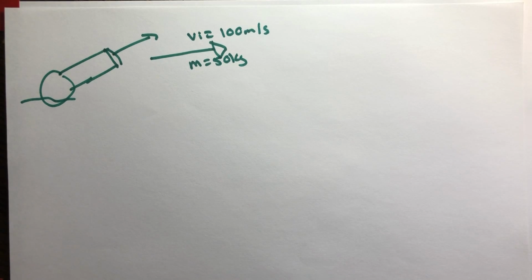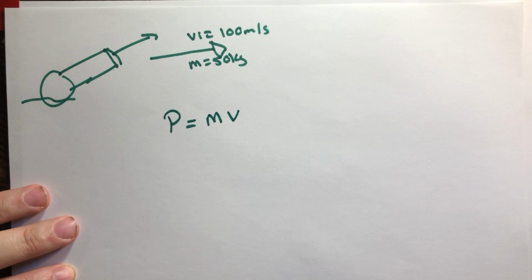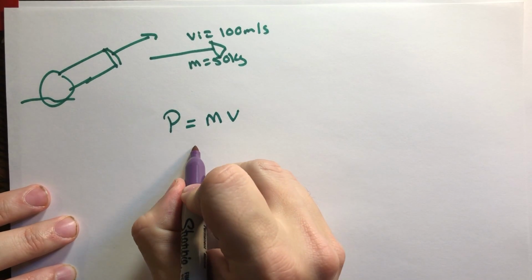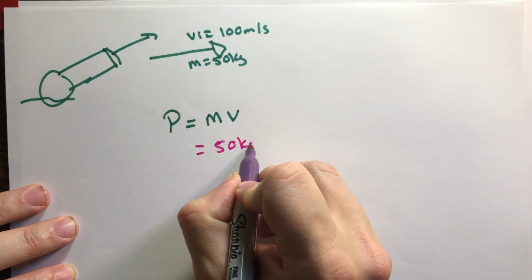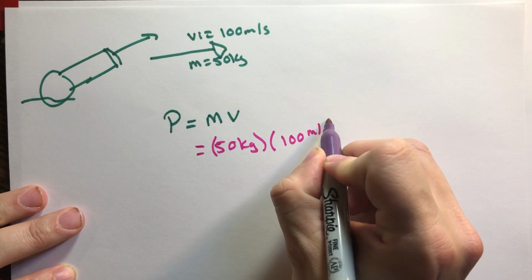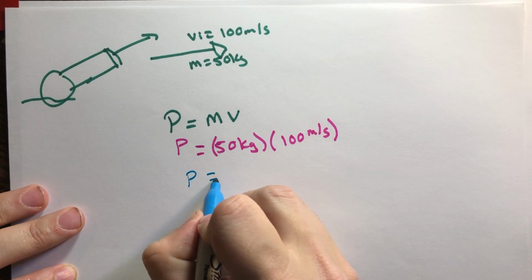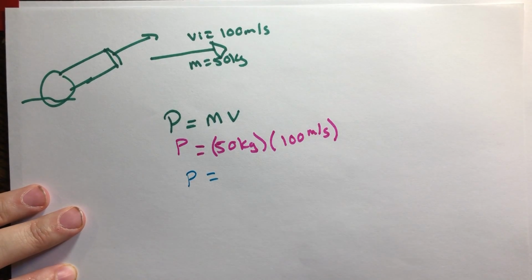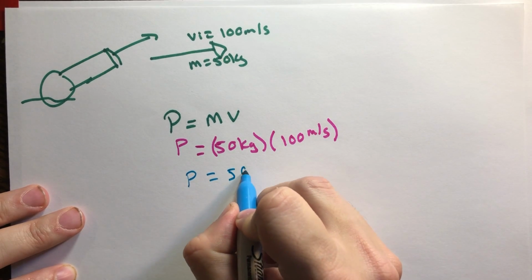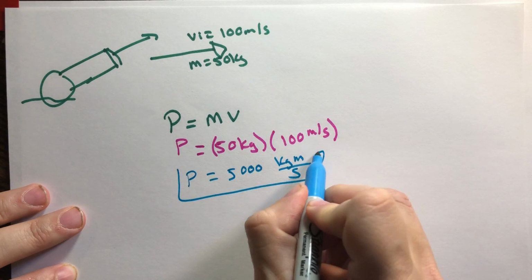We're just trying to find momentum. Now, if you don't remember, momentum is just mass times velocity. So all we gotta do is plug in our numbers. First part's not too bad. We have a mass of 50 kilograms and a velocity, when it first takes off, of 100 meters per second. So if we plug that into our calculator, we get a momentum for the grenade of 5,000 kilogram meters per second.